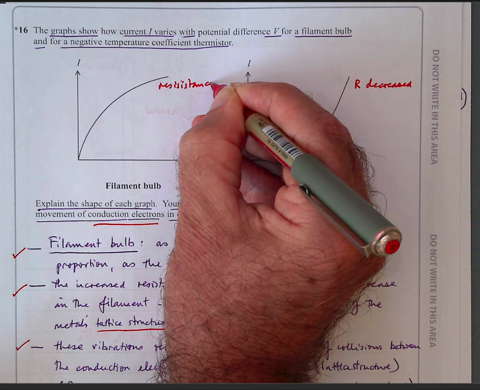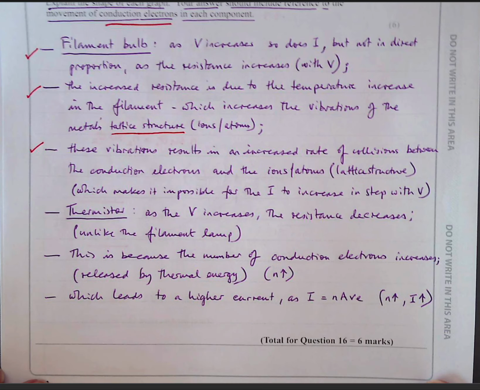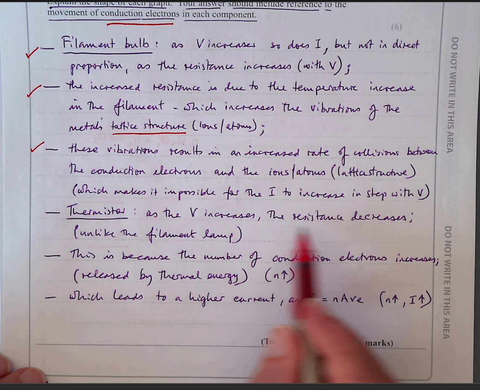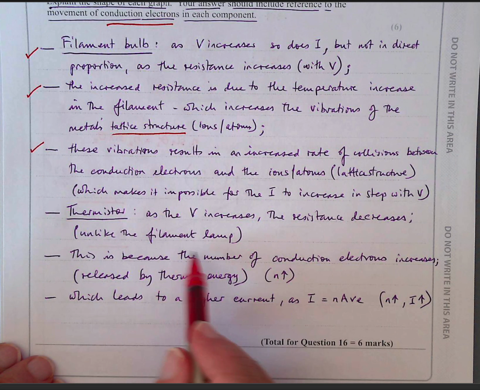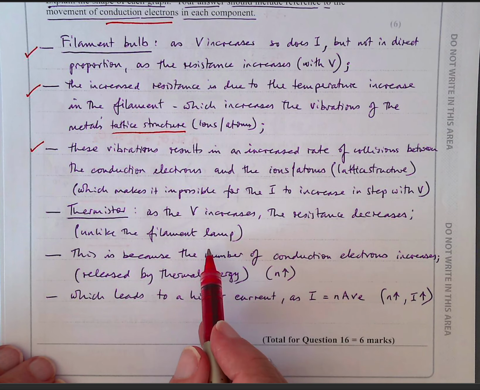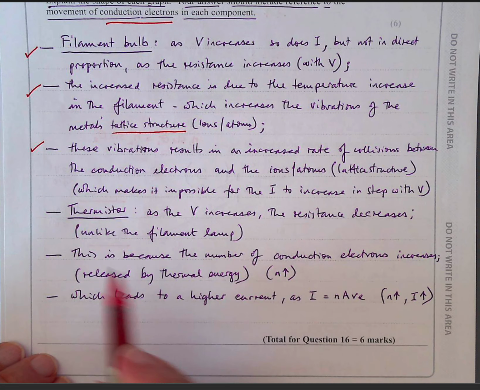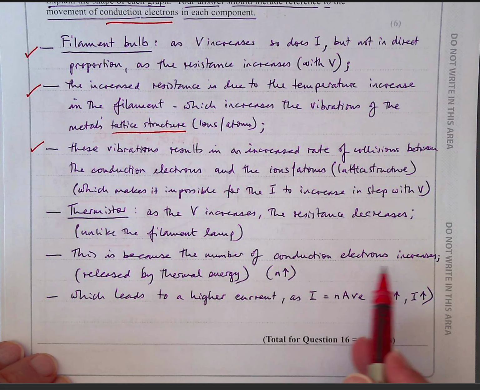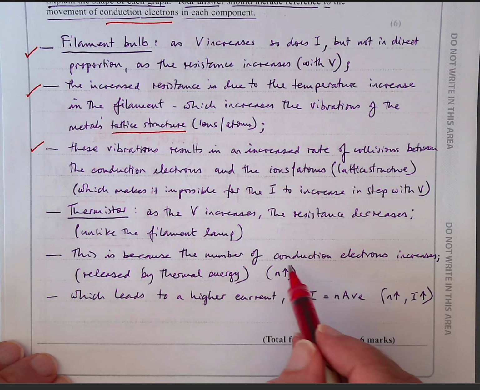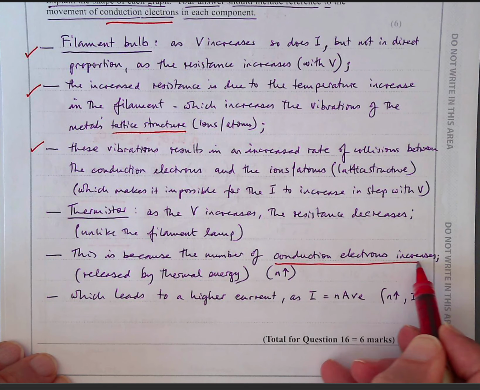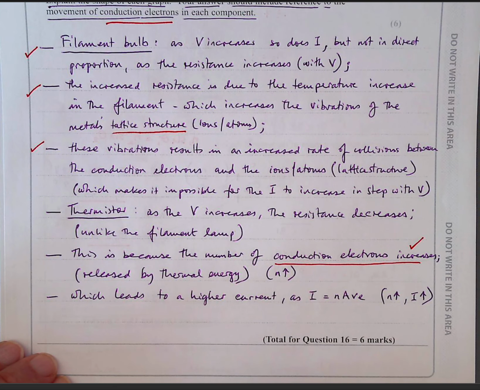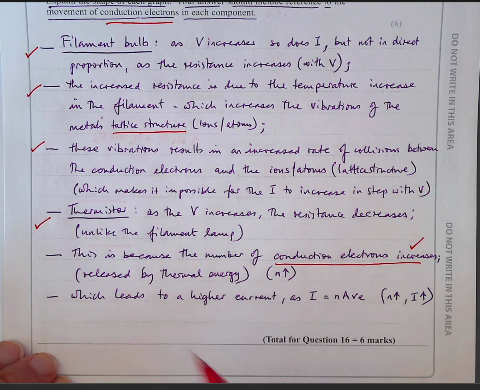So going back to the second part of the answer. As the voltage increases, the resistance decreases, unlike the filament lamp, or opposite to the filament lamp. This is because the number of conduction electrons increases. It is important that you know that this happens in a negative temperature coefficient graph. That's the second tick, because it's released by thermal energy.